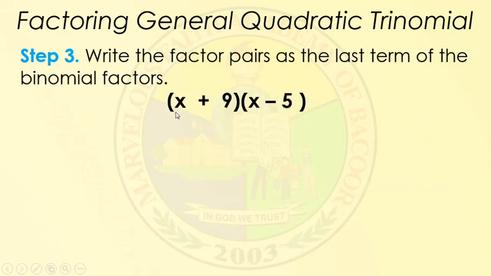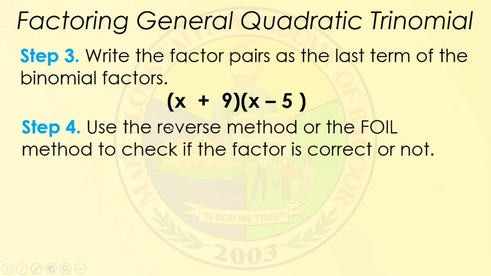Okay? So, if we now fill up what is in step number 1. Okay? So, x plus 9, it became plus because 9 is positive. And x minus 5 because our 5 is negative. Where did 9 and 5 come from? Those are the factors in step number 2. Okay? So, let us proceed to step number 4. Use the reverse method or the FOIL method to check if the factor is correct or not.